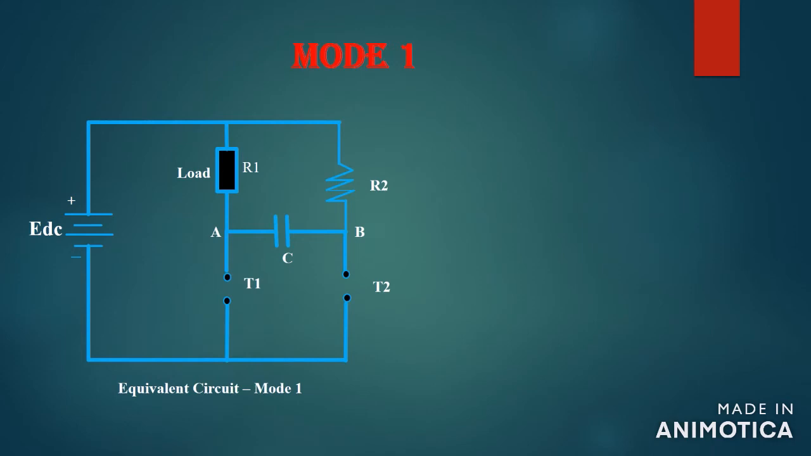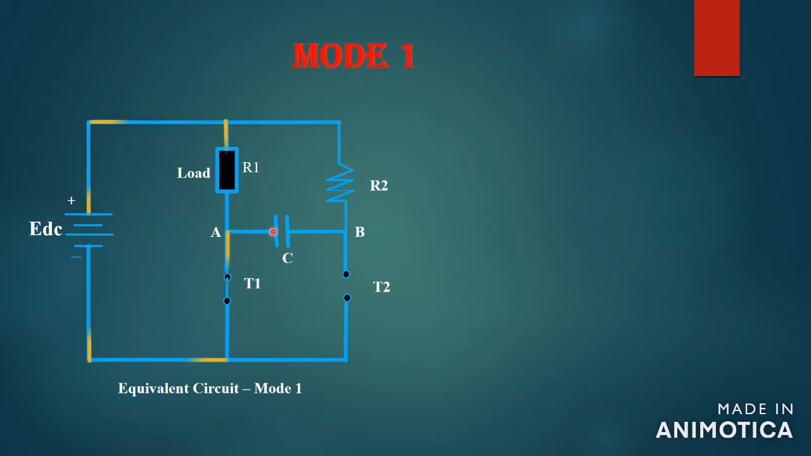Now we'll discuss the mode 1 operation. In mode 1, the thyristor T1 is triggered. Once the thyristor T1 is triggered, the current will start flowing through the circuit in two paths. One is the load current. It flows from EDC plus through the load, through the conducting thyristor T1, and completes its path through EDC minus. Another current direction is from EDC plus through the load, through the resistance R2, through the capacitor, through the conducting thyristor T1, and completes its path through EDC minus. Once the current starts flowing through the capacitor, the capacitor will start charging.